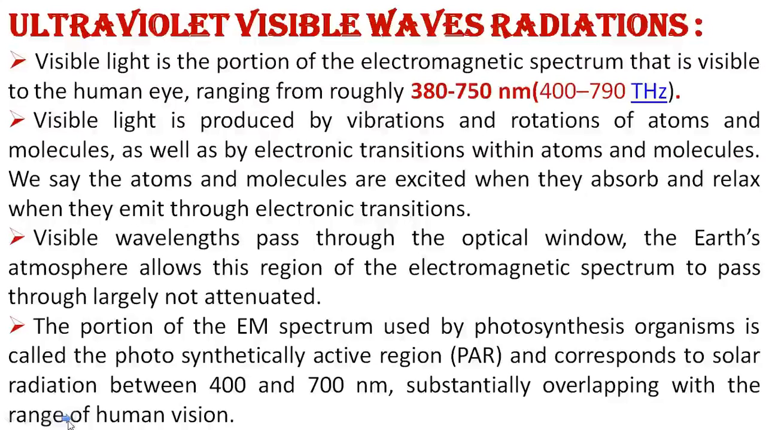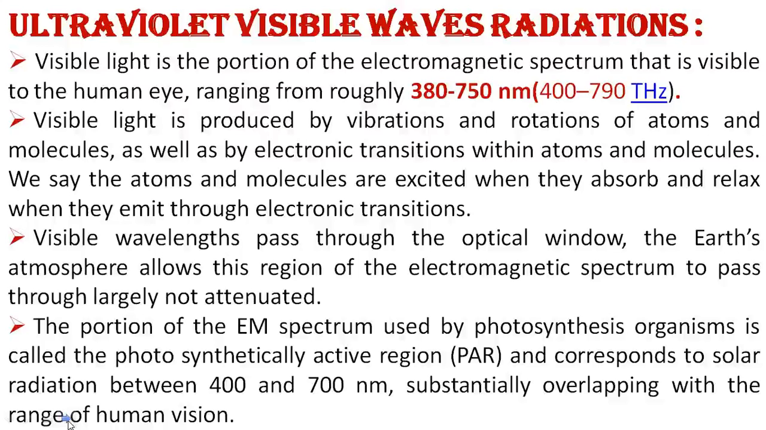It is also a portion of the electromagnetic spectrum that is visible to the human eye. It has a frequency range of 400 to 790 terahertz and wavelength range of 380 to 750 nanometer. Visible light is produced by vibration and rotation of atoms and molecules as well as by electronic transitions within atoms and molecules. We say the atoms and molecules are excited when they absorb and relax when they emit through electronic transition. The visible wavelengths pass through the optical window.